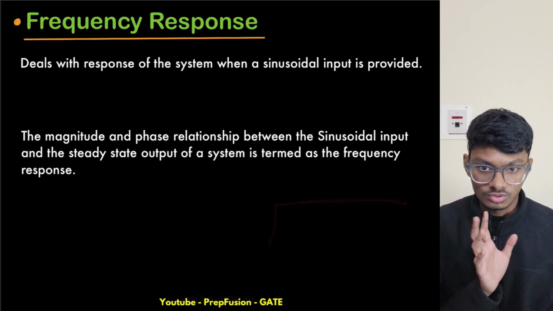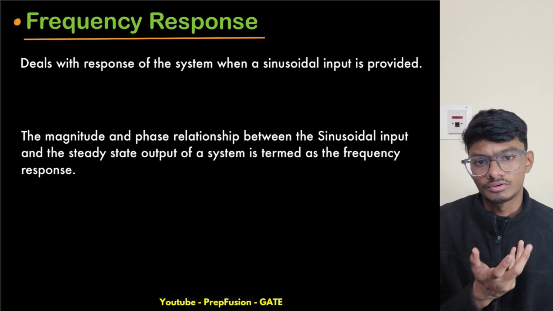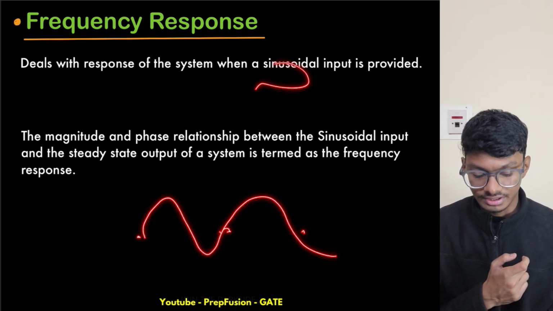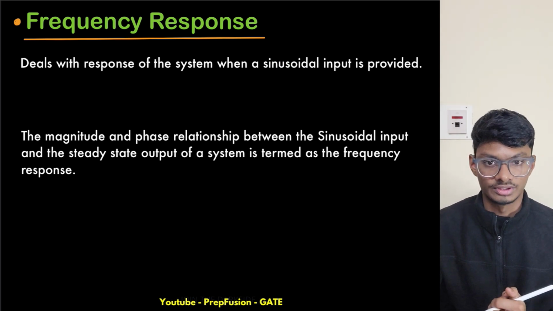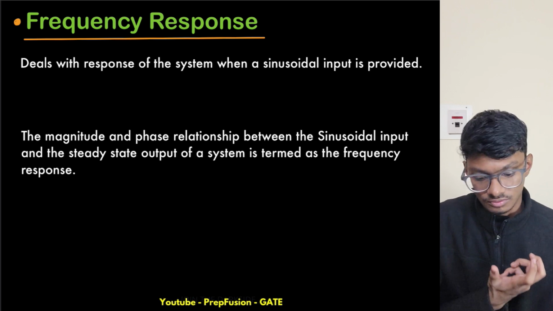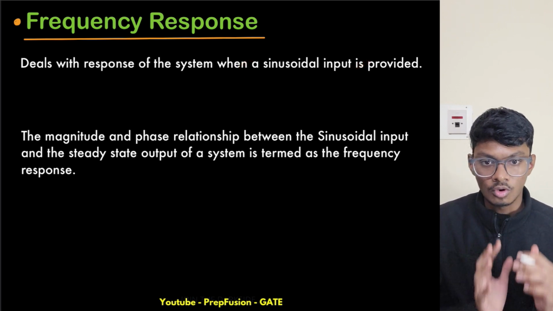It doesn't repeat, it stays constant at, let's say, one magnitude. But a sinusoid, the cycle keeps on repeating, this point is repeating, hence it has some frequency component with it, right? So that is why we call it a frequency response for a sinusoidal input. I hope you got the point.